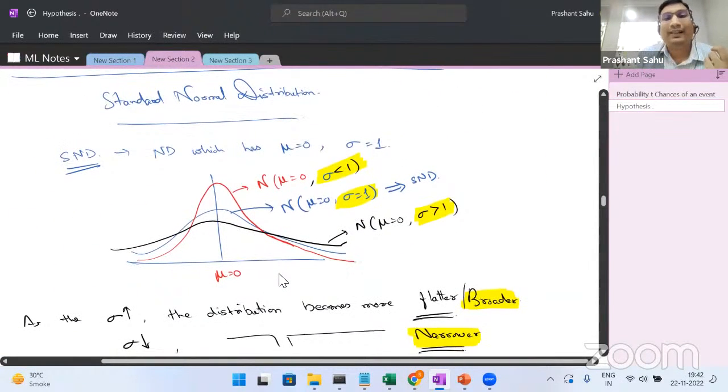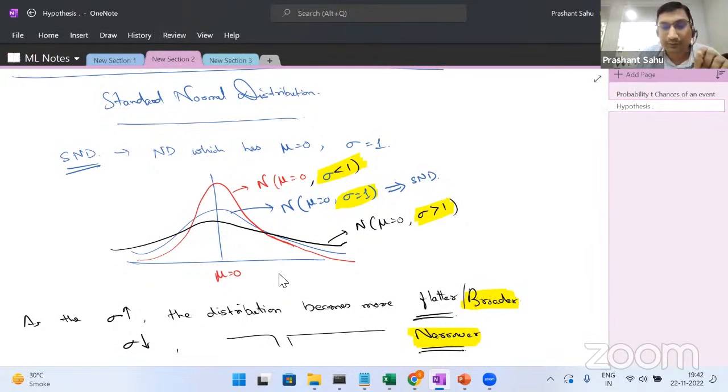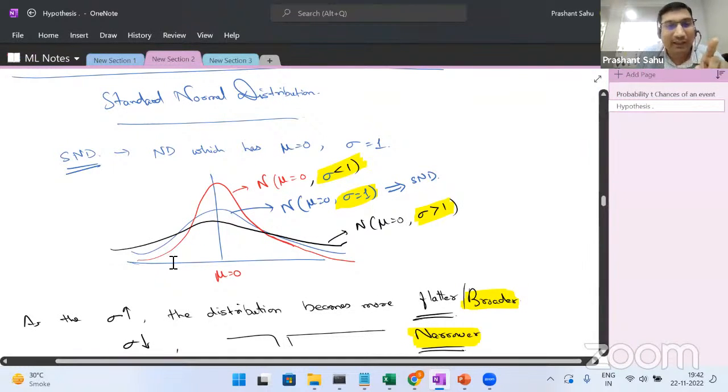Okay. But what is the standard normal distribution? So can I standardize my distribution? A standard normal distribution will have a mean exactly equal to 0 and standard deviation equal to 1. So you can have any number of normal distributions, but until the mean is 0, you can see the red curve is having a mean equal to 0. Okay. And standard deviation is equal to 1.